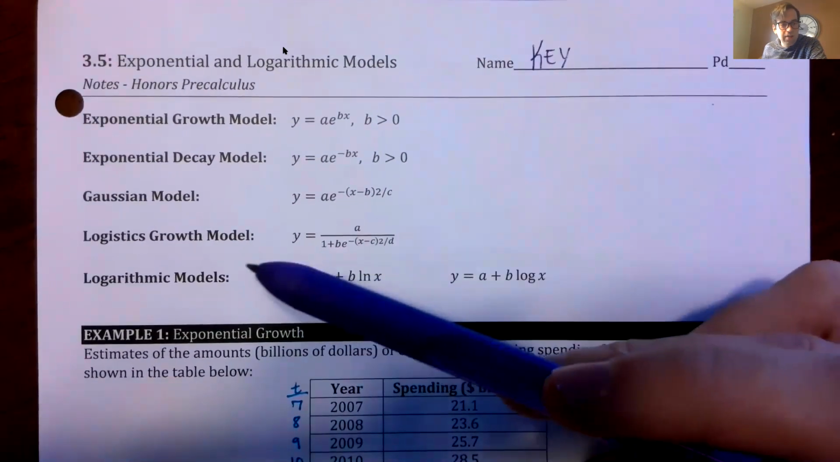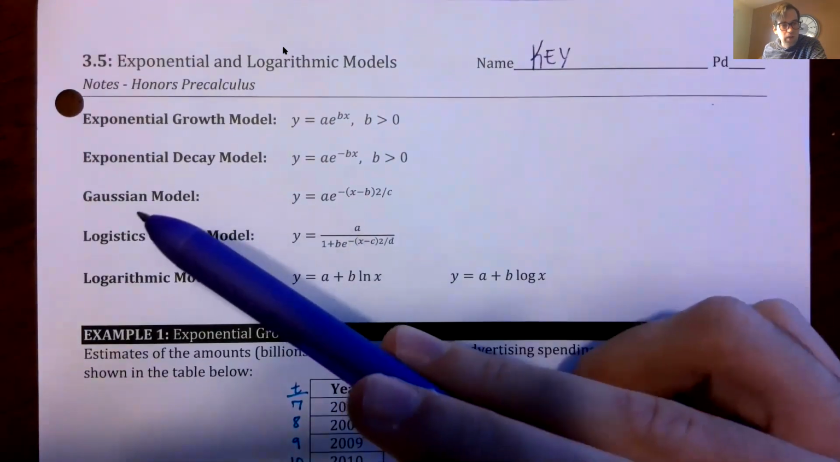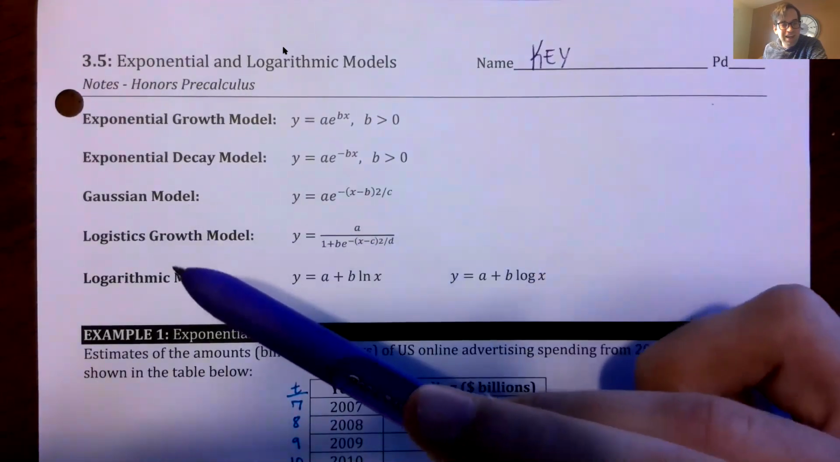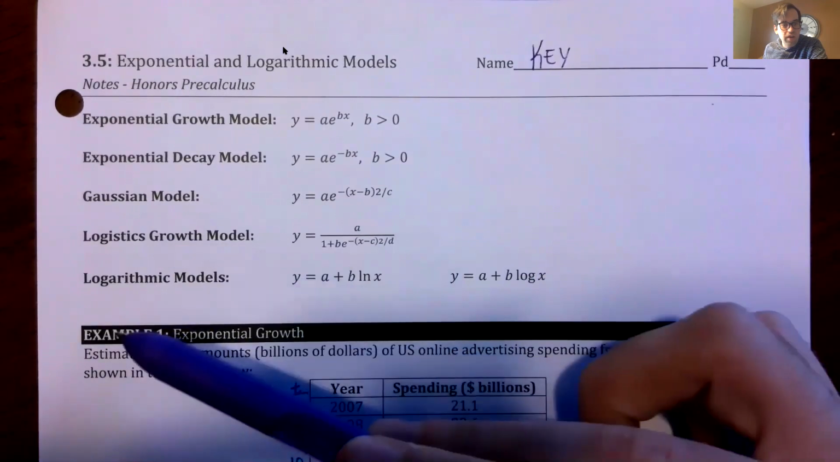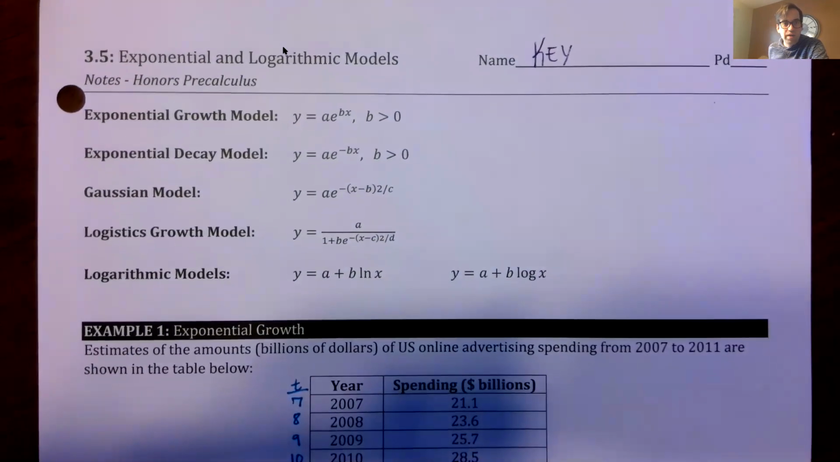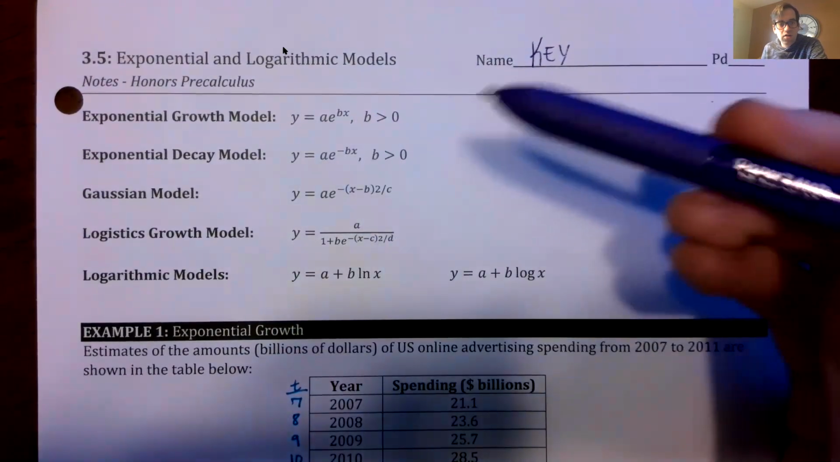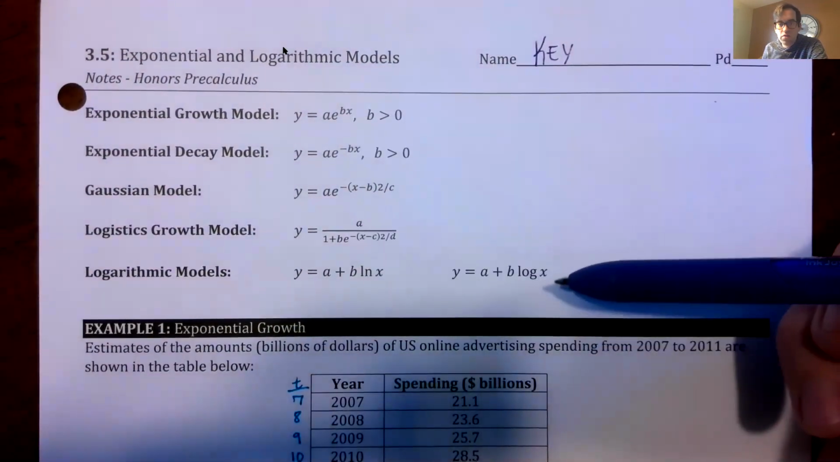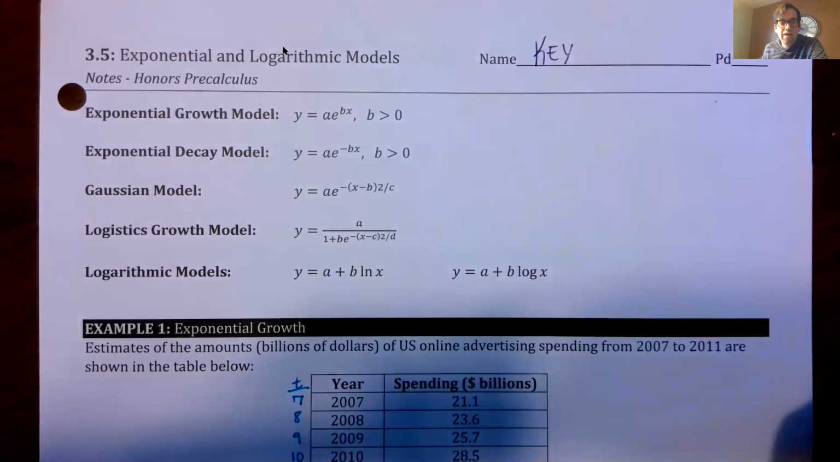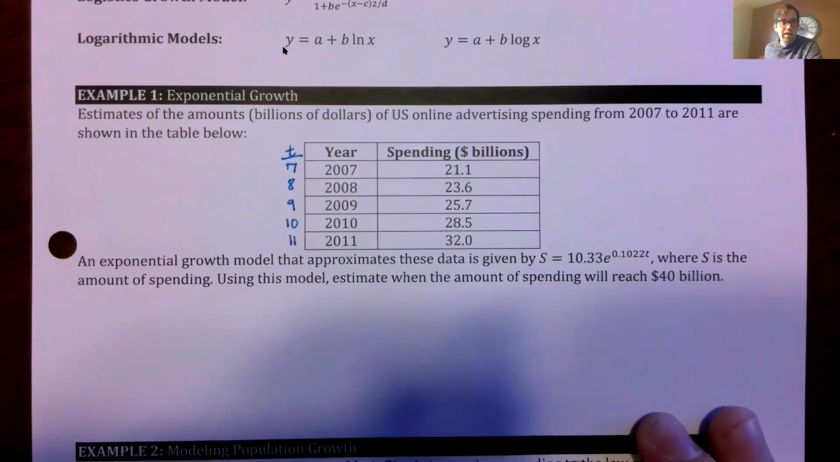We're also going to be seeing a few other models in this lesson. We're going to be looking at something called the Gaussian model, which we'll explain when we get there. We've got logistic growth and logarithmic models. But we're going to start out with exponential growth. So that's this first equation up here. Also, I wanted to mention that you do not have to memorize all of these formulas. Anytime that you have an application question that would require the use of some of these formulas, that formula will be given, okay?